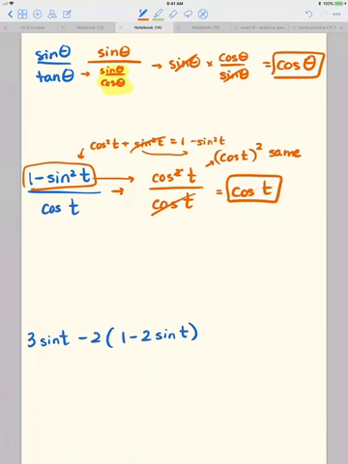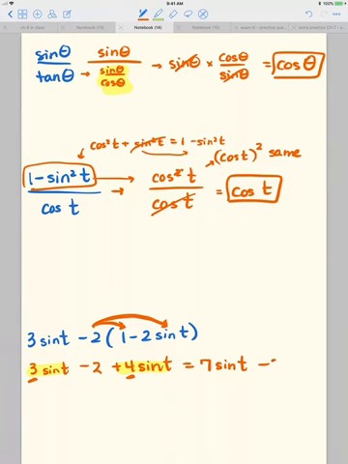All right, the next one has all sine functions, so there's no reason to rewrite them for this one. But we can distribute this -2 through and then do a little bit of cleanup with algebra. So we have 3 sine of t, -2 times 1 is -2, and -2 times -2 sine t is +4 sine t. You have common terms with the 3 sine t and 4 sine t. It's just like adding x's. So if you have 3 plus 4 of them, that gives you 7 times the sine of t, and then you just subtract 2. There's nothing else you can do to simplify that expression.